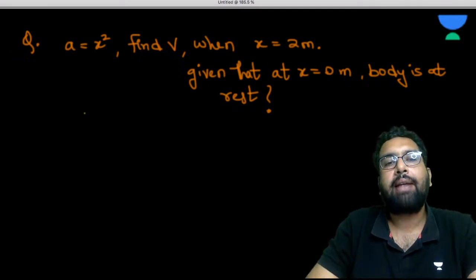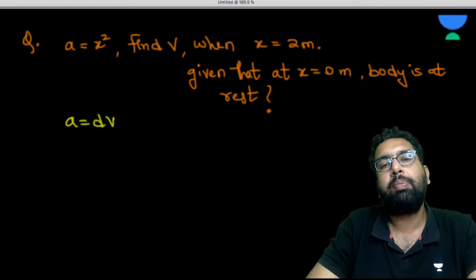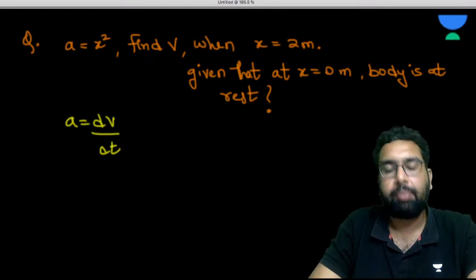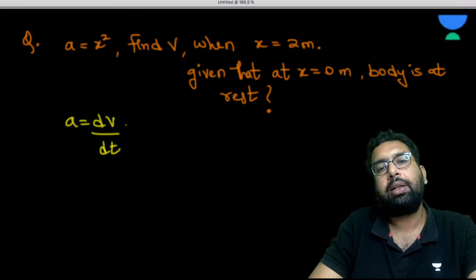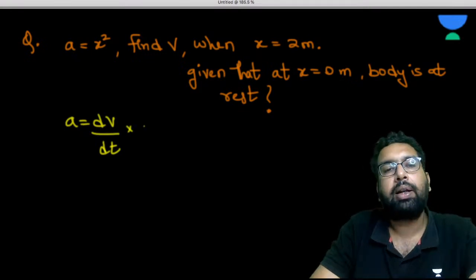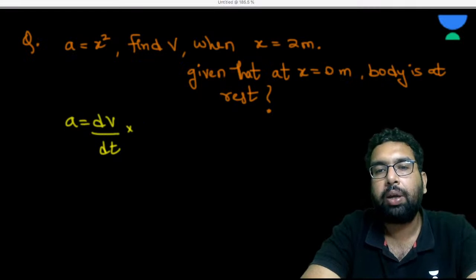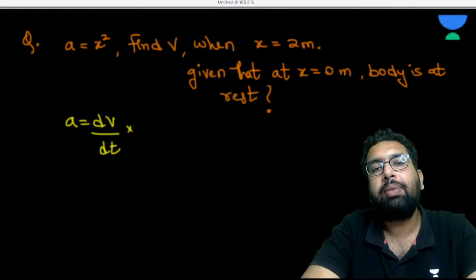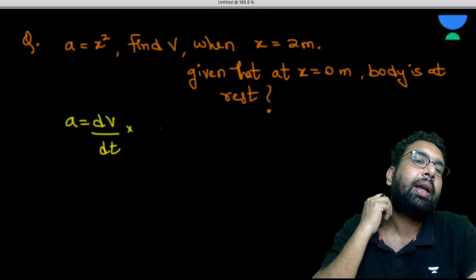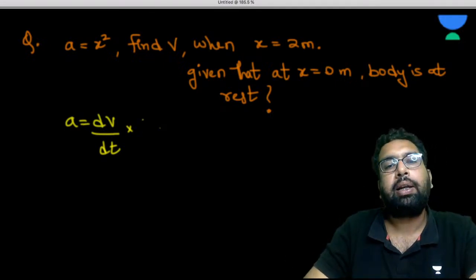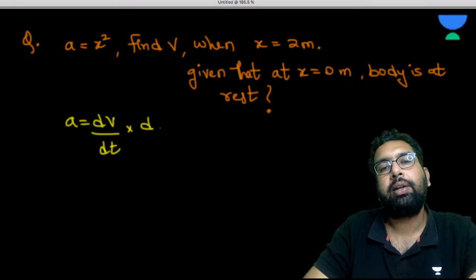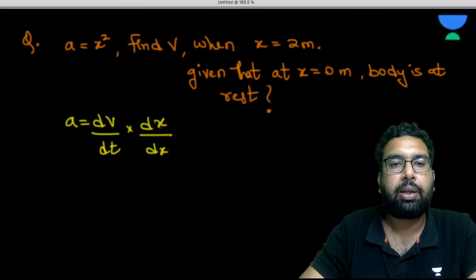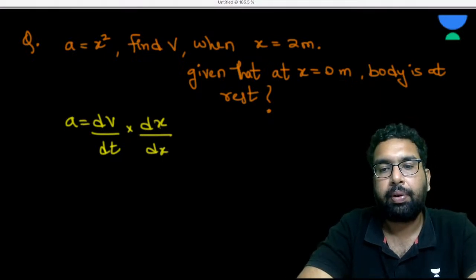So see, acceleration is what? It is dv by dt. Now, can I write it like this also? It is dv by dt. So can I write it like this: dv by dx times dx by dt? Can I multiply dx and divide by dx in this? Yes or no? Please answer me. What do you say?